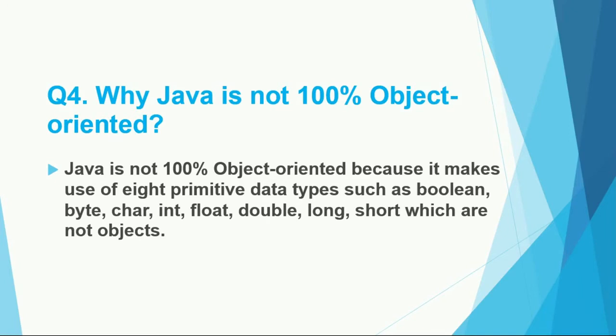Okay, I hope you understood, because the primitive data types which we have in Java are not objects. To follow the principle of a 100% object oriented language, Java primitive data types should be and must be objects. I hope you understood. That's why Java is not a 100% purely object oriented language.